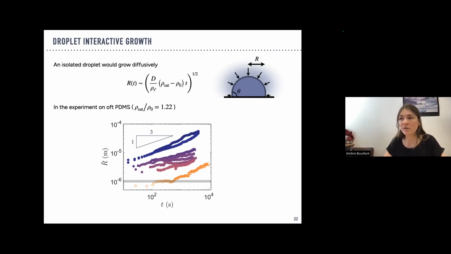And in the experiment on the subgel that I use for one given humidity, what I observe is not a perfectly, I mean, not a beautiful square root exponent. What I see is that I rather have a t to the third trend. And so this actually suggests the existence of interaction between droplets that I will try to explain now.